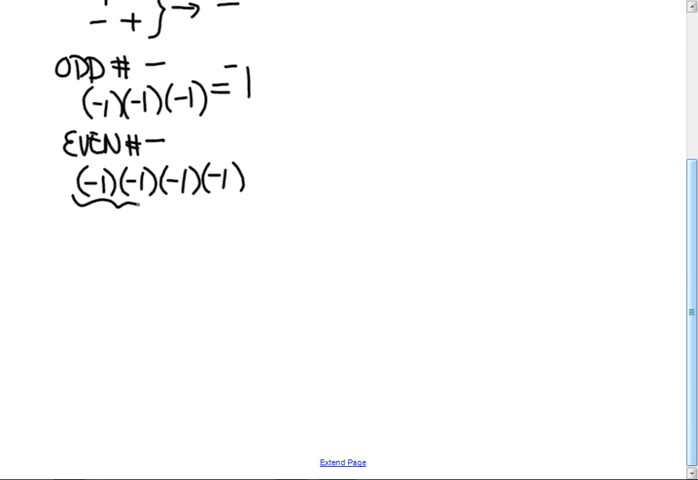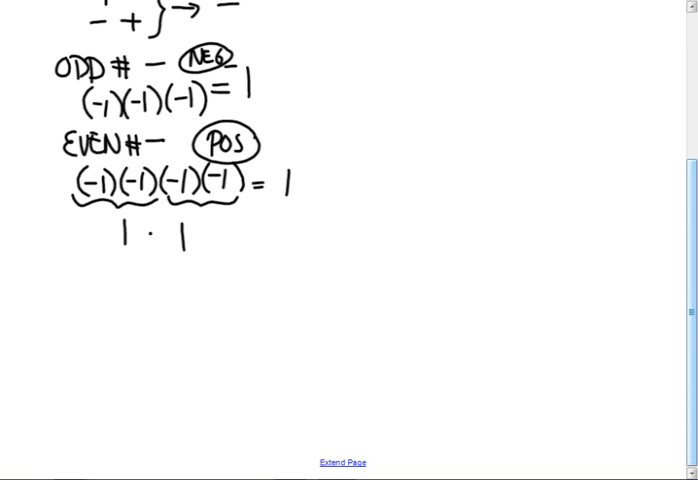Michael, what does this give me? Negative 1 times a negative 1. 2 negatives make a positive. What's 1 times 1? 1. What about this one? That's 1. So the answer is 1. So if you have an even number of negatives, you will get a positive answer. If you have an odd number of negatives, you're going to get a negative answer.